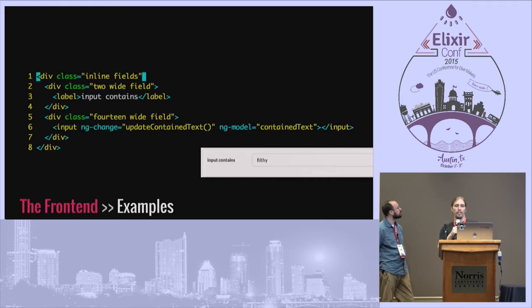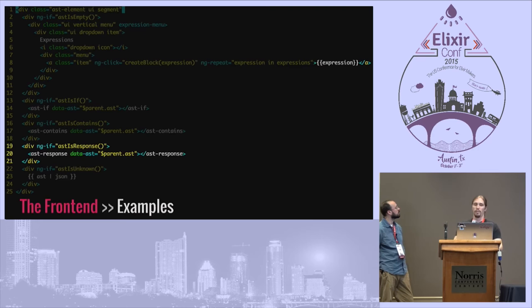All right, so I'm going to go back to our AST element template. We move on to line 16. We're calling the AST is response, and if it returns true, then this directive is called. You see what's going on here.